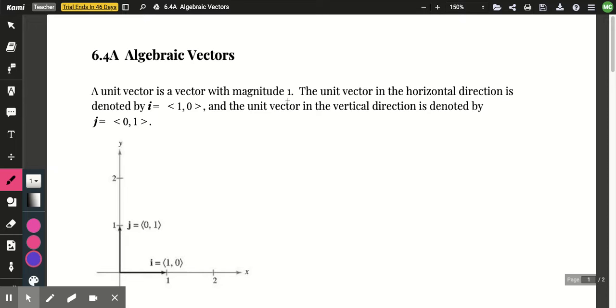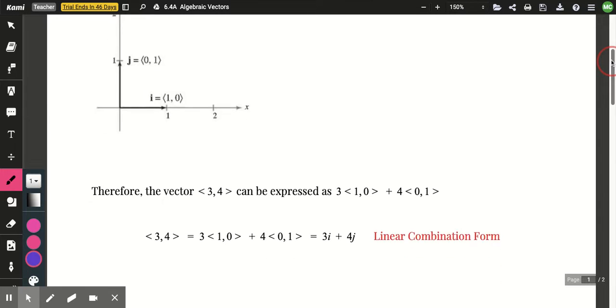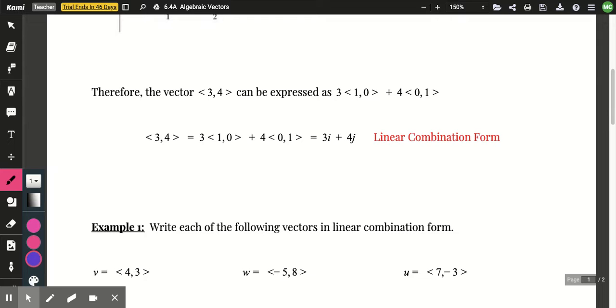Now, if we make unit vectors in the horizontal and the vertical positions here, then we have a unit vector for horizontal, which we refer to as i, and the component form of that vector would be 1, 0. And the unit vector in the vertical direction would be j, and the component form of that one would be 0, 1. So now I could actually make any vector using a combination of these two unit vectors, any vector in 2-space anyway.